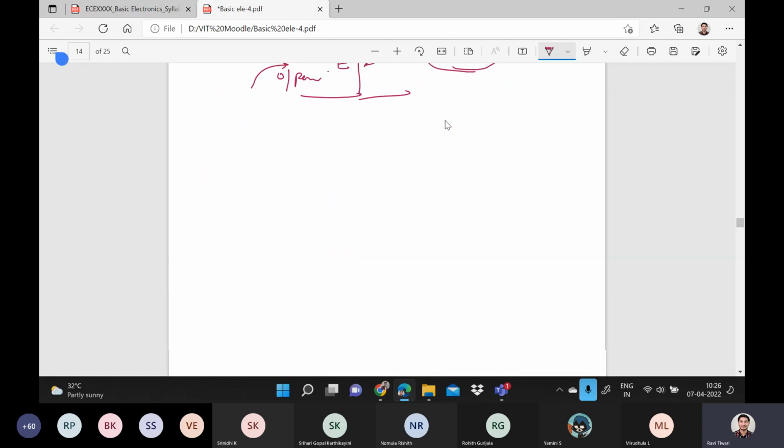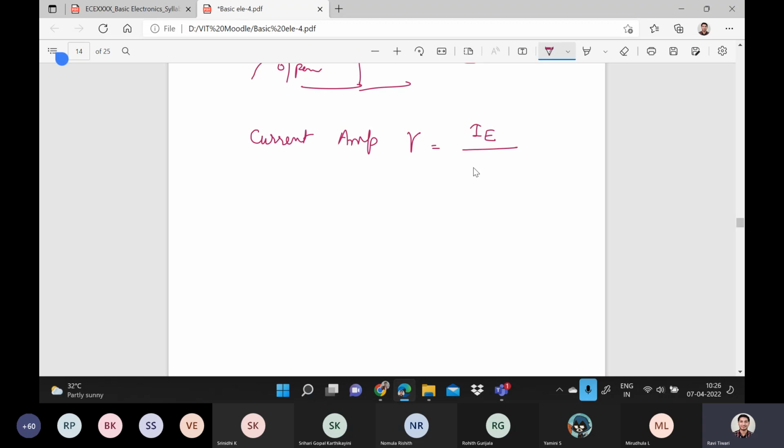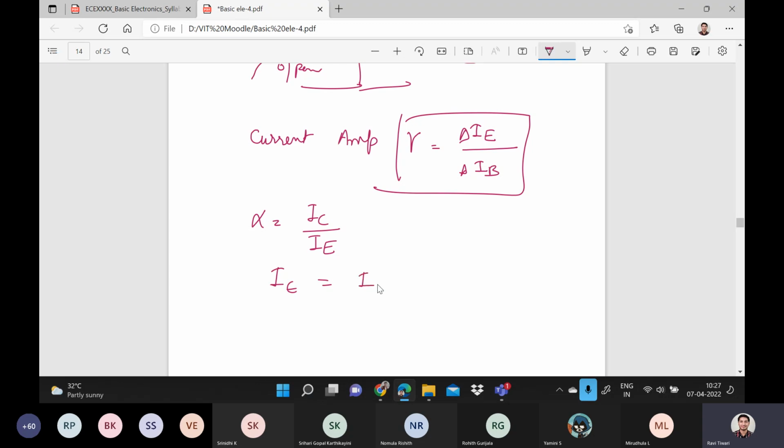So the current amplification factor, because of the configuration, is given by gamma, which equals the output current, that is IE, divided by the input current, that is IB, and this is the change, right? So gamma is equal to IE divided by IB. Is it okay? Now, as we know, alpha is equal to IC divided by IE from the common base configuration. And also we know that the emitter current will be the sum of IB plus IC. You can substitute its value.